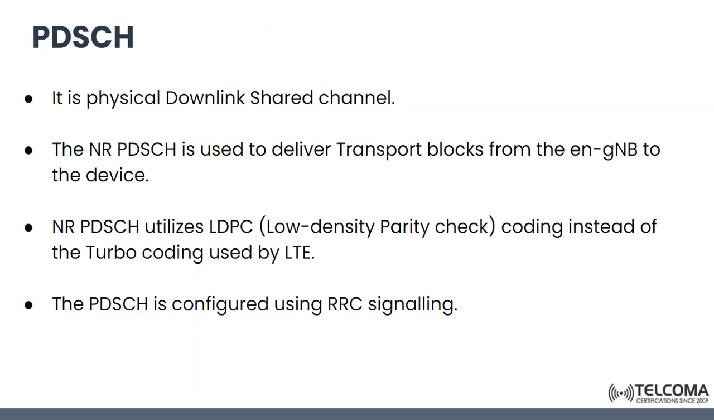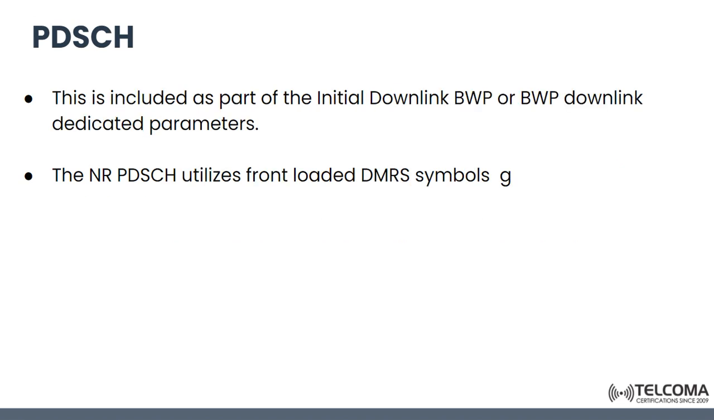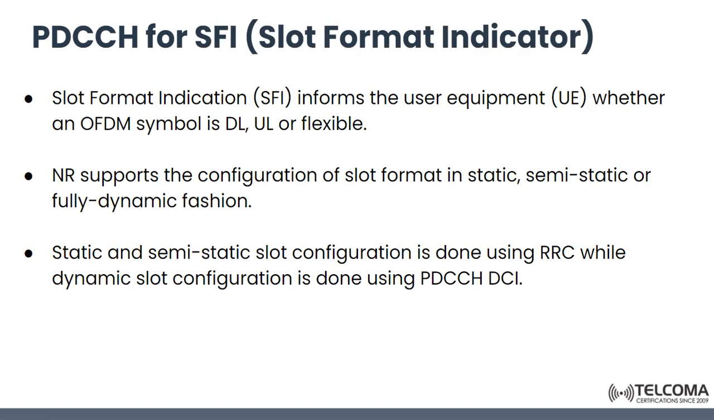Next is PDSCH. It is the downlink shared channel. It is used to deliver the transport blocks. It utilizes low density parity check coding instead of turbo coding. It is configured using RRC signaling. This is included as part of the initial downlink bandwidth part and the bandwidth part downlink dedicated parameters. It utilizes front loaded DMRS symbols.